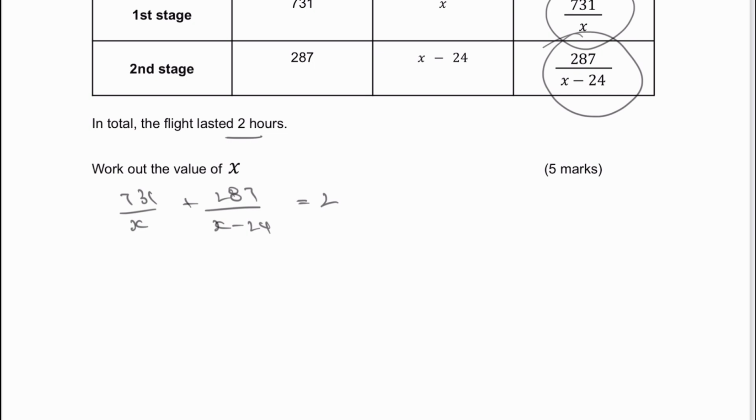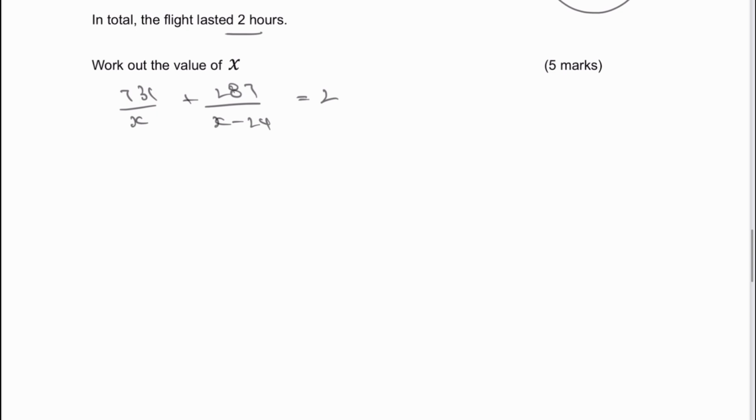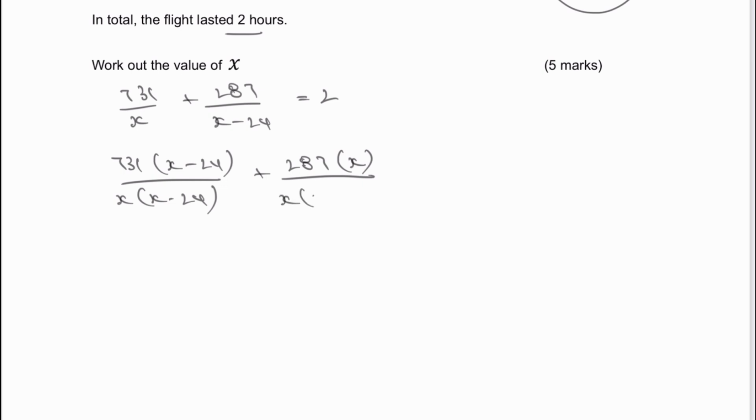Okay, so a little bit tricky, but what we're going to do is treat it like a normal adding together of two fractions, in that we have to make sure the denominator is the same. So the denominator for both is going to be x minus 24, so 731 multiplied by x minus 24 all divided by x times x minus 24. And the denominator for the right hand side is going to be exactly the same, x times x minus 24, but I have to multiply the right hand fraction by x. That's going to give me 287 multiplied by x, divided by, again, x times x minus 24. And that all equals 2.